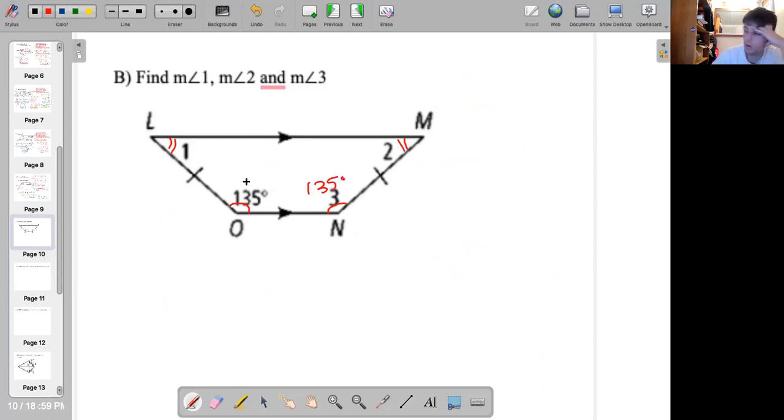And then 1 and 135 are both supplementary to each other. So 180 minus 135, that's going to be 45. So this is a 45-degree angle. My toolbar's in the way. There we go. This is a 45-degree angle, and again, same over here. Once you know one angle in an isosceles trapezoid, you will be able to find all the rest.